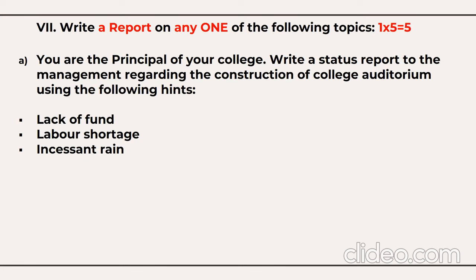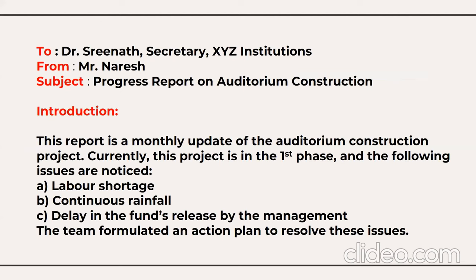So we have a question here. You are the principal of your college. Write a status report to the management regarding the construction of college auditorium using the following hints. So you have lack of fund, labor shortage, incessant rain. So first is here, to Dr. Srinath, who is the secretary of XYZ institution. From whom? From the principal, Mr. Naresh. Subject, progressive report on auditorium construction.